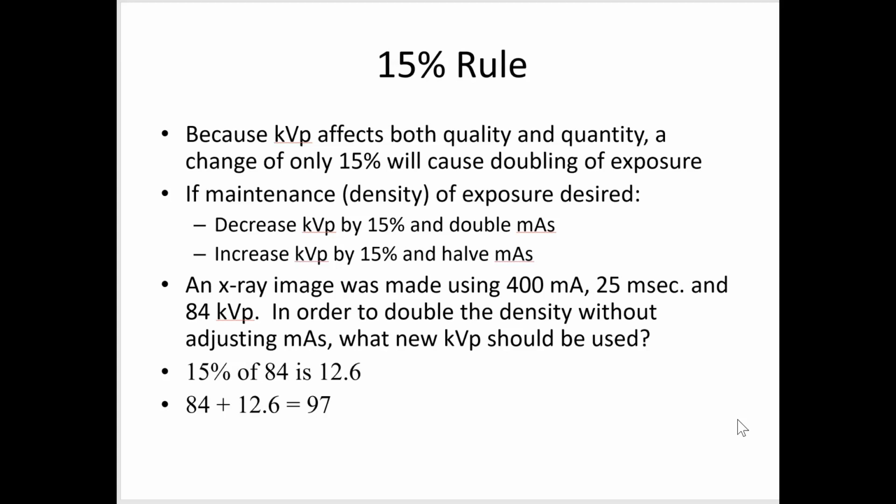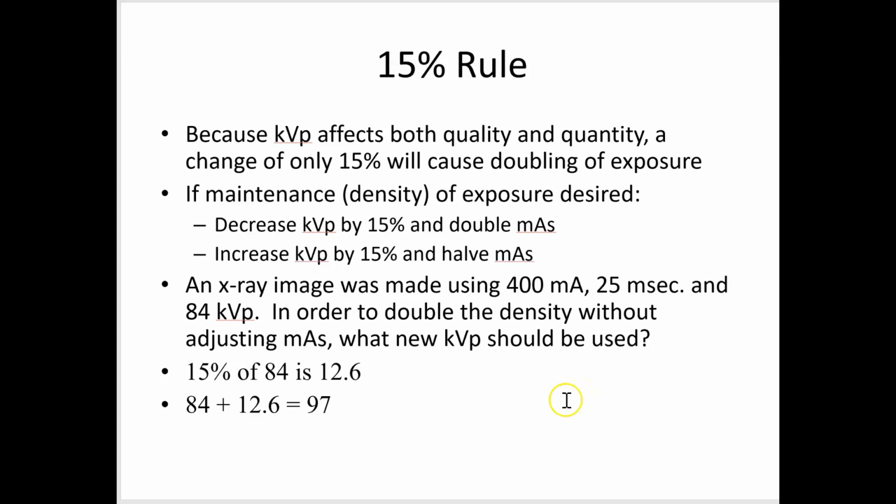So let's take this example. An X-ray image was made using 400 MA, 25 milliseconds, and 84 KVP. In order to double the density without adjusting MAS, what new KVP should be used? So don't start by figuring out your MAS. We're not looking at that. So there are some distractors in this problem. They just want you to change the KVP.